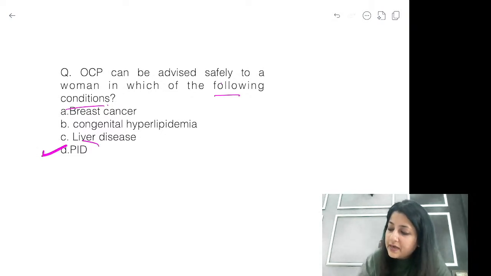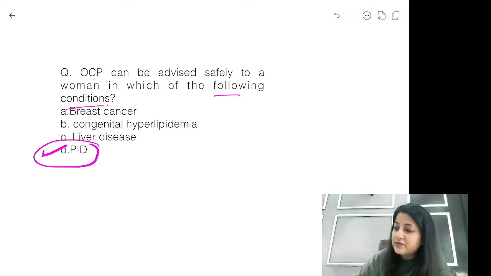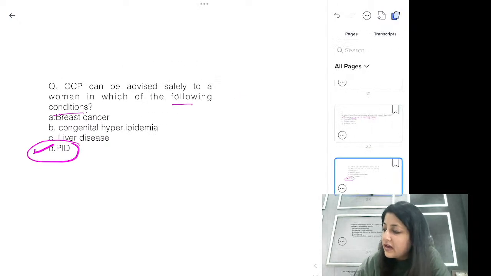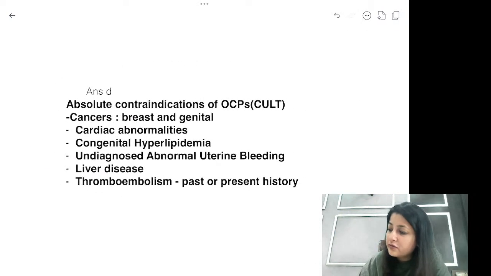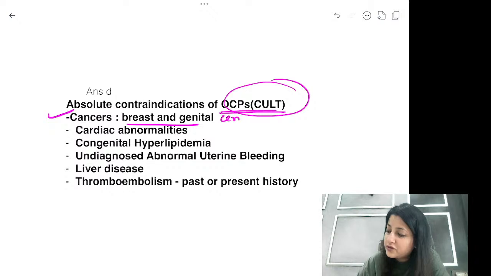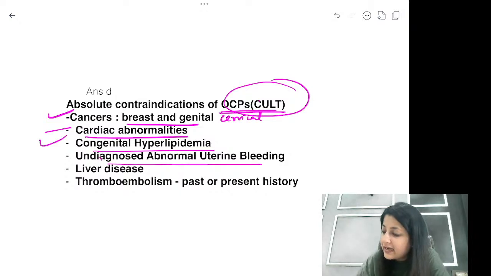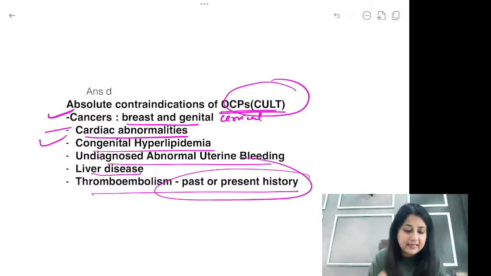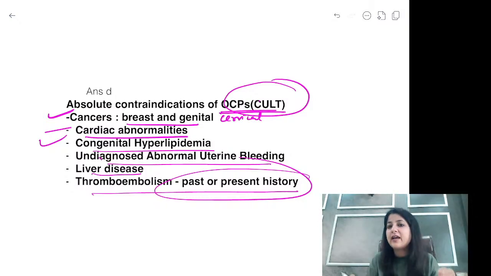PID. OCP can be advised safely in PID. In PID, IUDs are contraindicated, not OCPs. But breast cancer, congenital hyperlipidemia, liver disease, of course OCPs are contraindicated. See, this you should know. Absolute contraindications of OCP, the mnemonic CULT: cancers, breast and genital cancer, meaning which cancer? Cervical. C for cardiac abnormalities, anyone who has a heart defect, congenital hyperlipidemia, U for undiagnosed uterine bleeding, liver disease, thromboembolism, past or present history. You will never ever advise OCP.